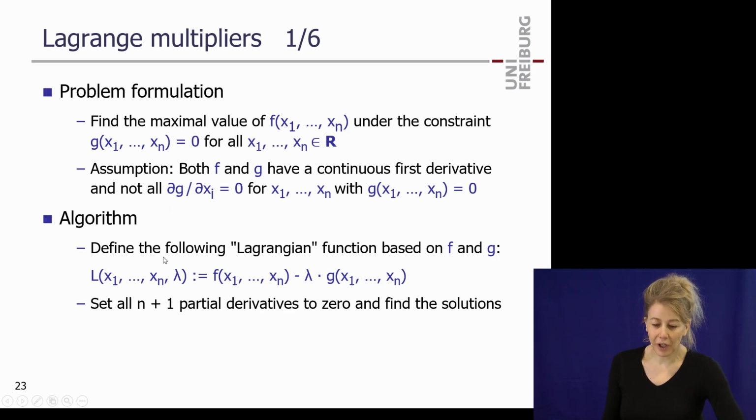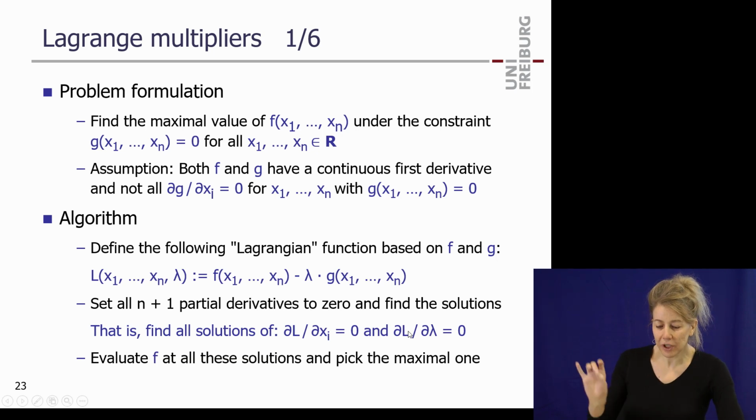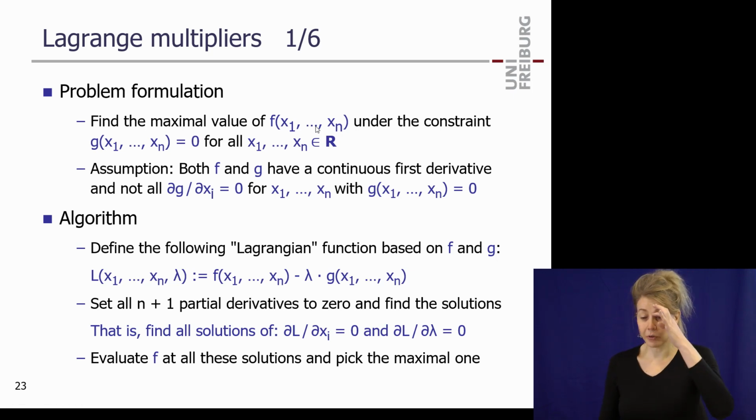And now you compute all the partial derivatives of this function. So you derive by x1, x2, xn. You set it to 0. Now you get the system of equations and you solve it. And now you know that the maximum you're looking for is at one of these solutions. So you're basically reducing the problem to solving a system of equations, namely computing these n+1 partial derivatives, setting them to 0, finding the solutions, and then you just check at all these solutions what's the value of f, and you pick the largest one.